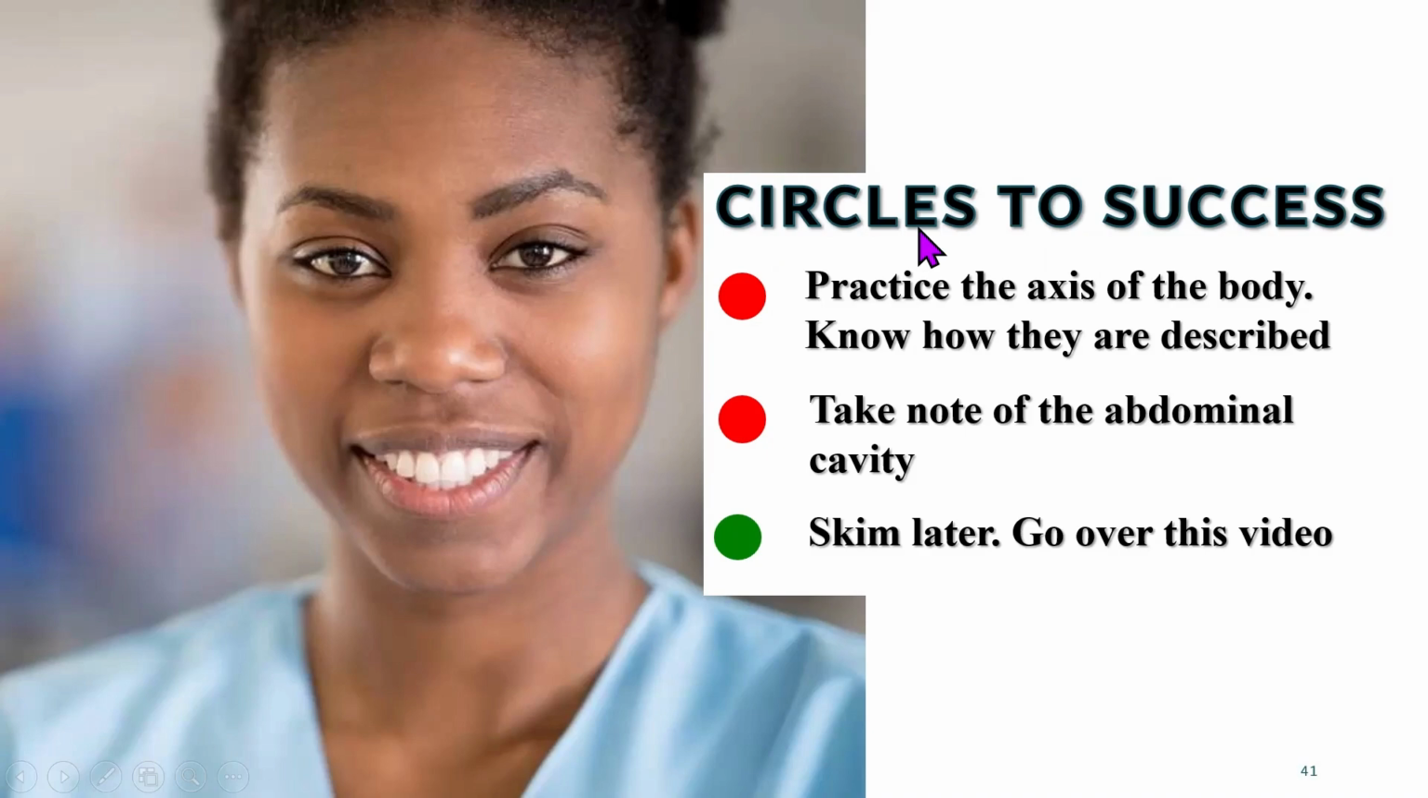As I round off, let's look at the circles to success. These are areas that are very specific for your examination. Ensure you practice the axes of the body and know how they are described. Also take note of the abdominal cavity. You could be asked to draw the abdominal cavity and describe the organs found in those areas. Green circles ask you to skim over this video at later times. Ensure you go over this video again and make sure it is well understood.